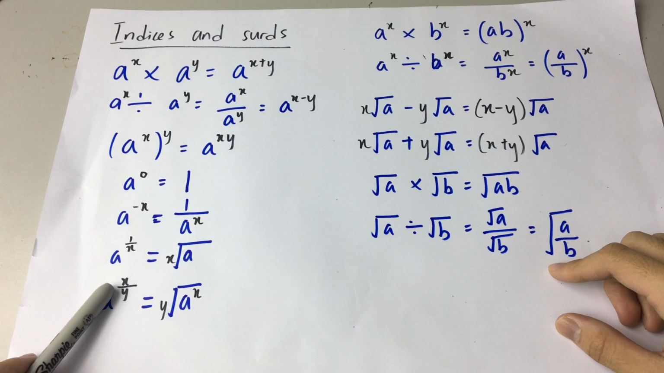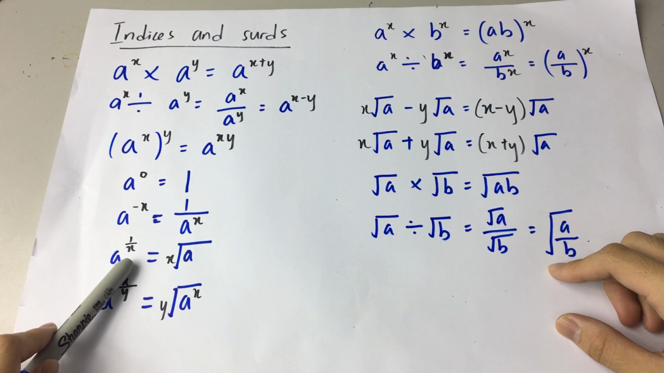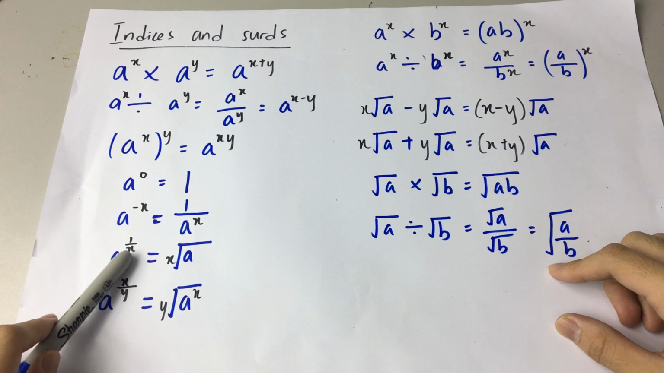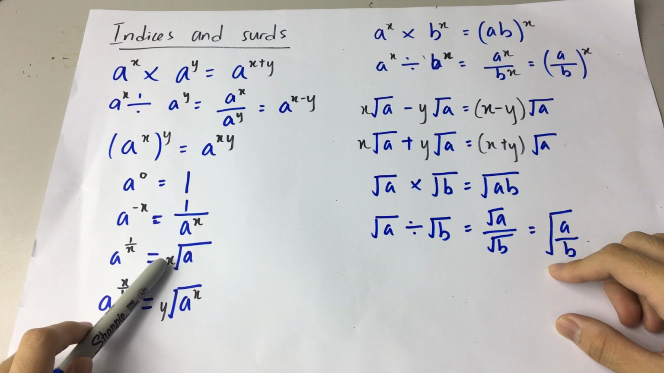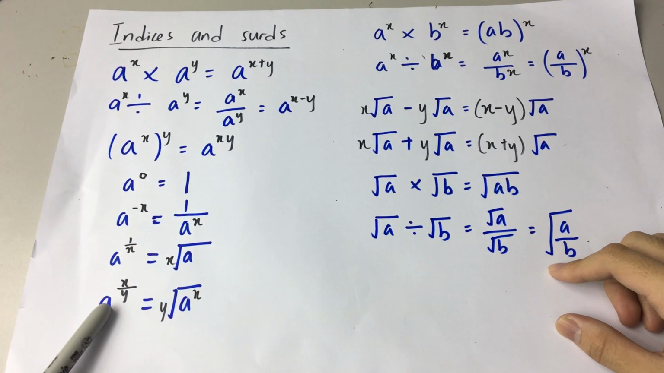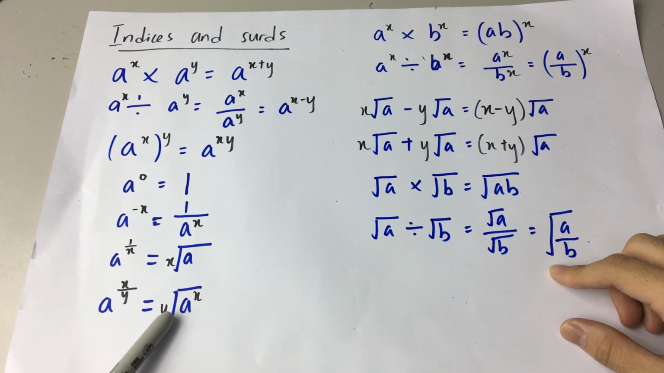When you see a to the power of the fraction 1 over x, you see the denominator here, the x outside here. If it's a to the power of x over y, x is going to be the numerator, which is the power, and the y is going to be the power of the root.